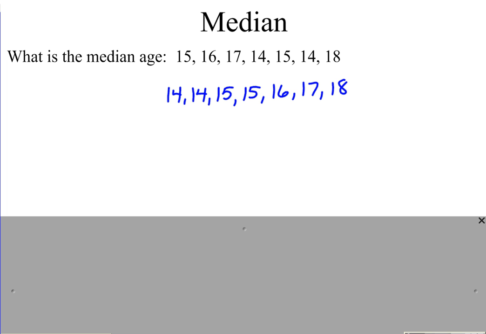In this case, there are 2, 4, 6, 7 numbers, so there's an odd number of values. That means there should be a single middle number. Our single middle number is right there. So our median is 15.